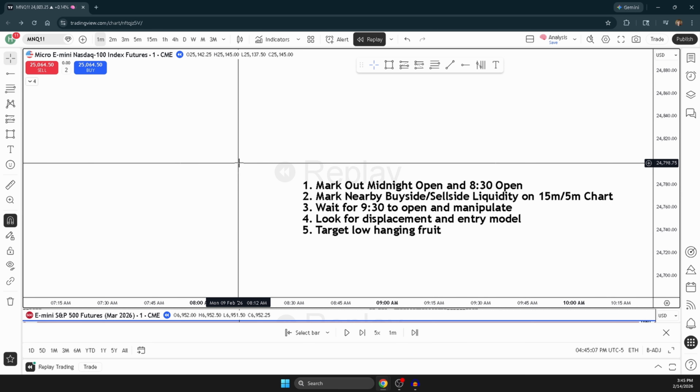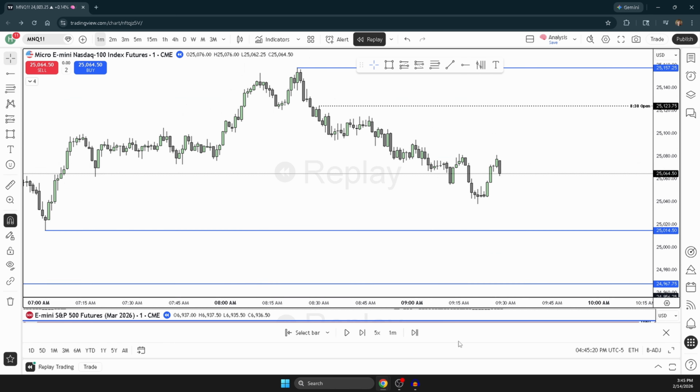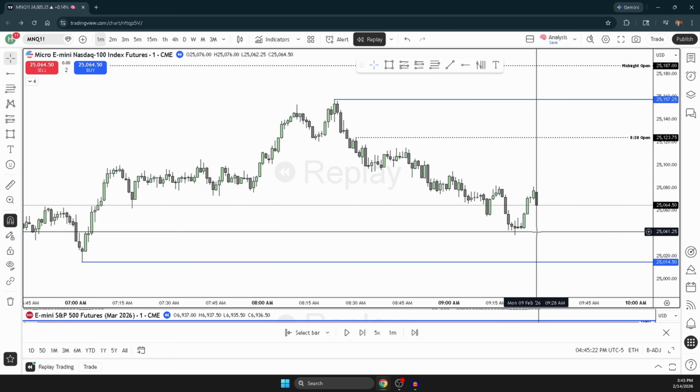We look for displacement in your entry model. This can be a fair value gap, an inversion, a breaker, order block, whatever you decide to use. And we target low-hanging fruit. So let's look at this trade on Monday.